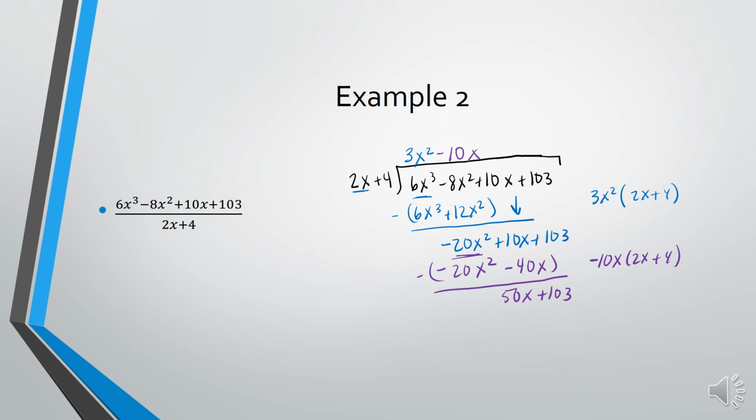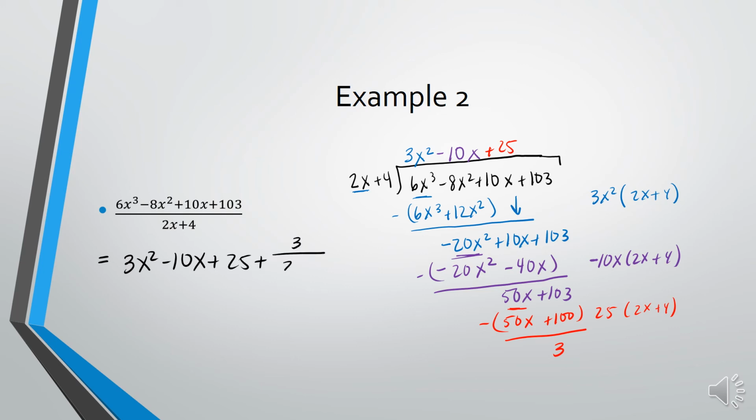Now, what should I multiply 2x by in order to get 50x? I think just a positive 25. So 25 times 2x plus 4 should give me 50x plus 100. I'll multiply and subtract. Your 50x's go away. 103 minus 100 gives me 3. So my final answer to this fraction is going to be 3x squared minus 10x plus 25. And then I had a remainder of 3, and that's over my 2x plus 4.